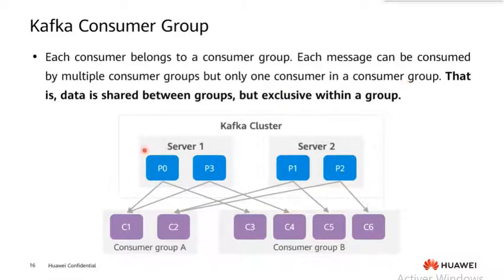For example, here we have two servers, and each server has exactly two partitions. So totally, we have 4 partitions here, called P0 to P3. In group A, there are 2 consumers, which are C1 and C2. And if C1 consumes P0, then C2 cannot consume P0 anymore. That is why each consumer only consumes 2 partitions. Similarly, in group B, there are 4 consumers, and if C3 consumes P0, then C4, C5, and C6 cannot consume P0 anymore. Therefore, each consumer consumes only 1 partition. This is the meaning of consumer group.